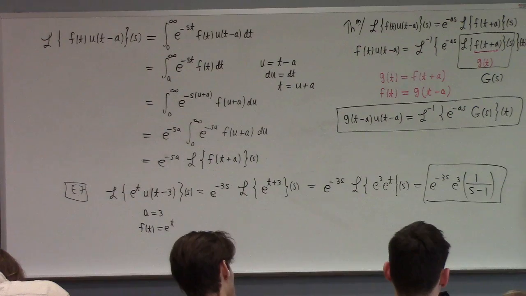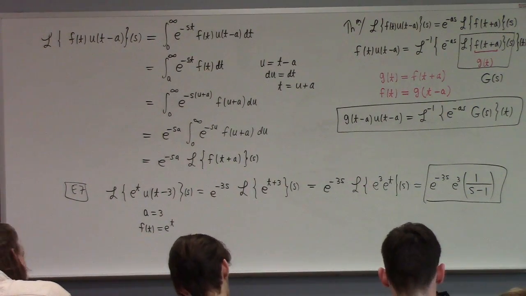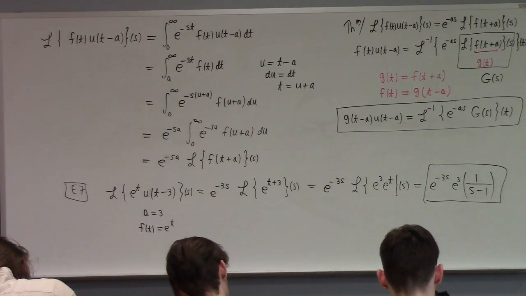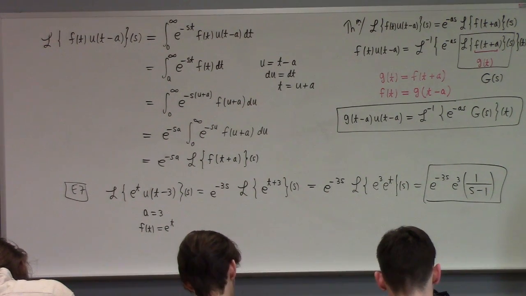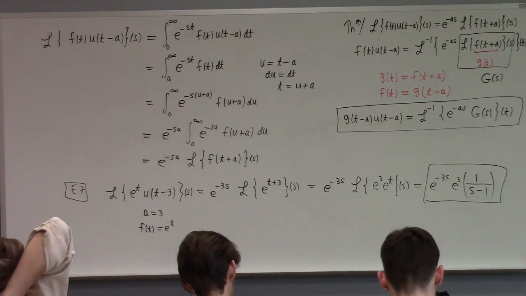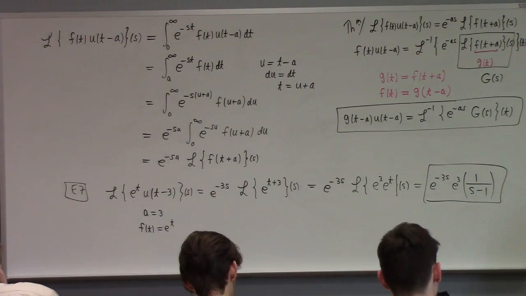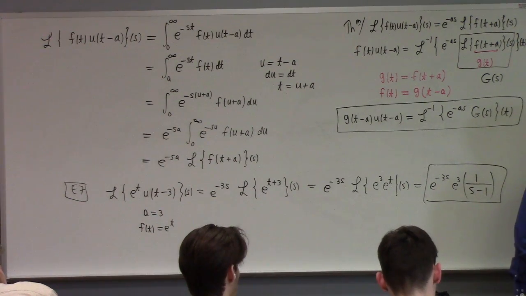We just figured it was e to the minus 3s times e to the third over s minus 1. Okay, fine. So we get e to the minus pi s over 2 times 1 over s, plus e to the minus 3s times e to the 3 over s minus 1. This is all equal to s squared plus 1 times y.